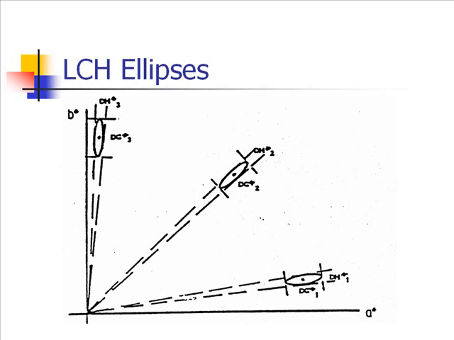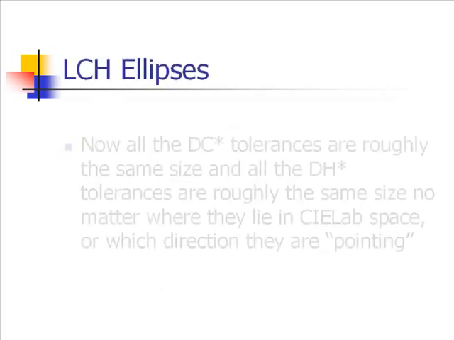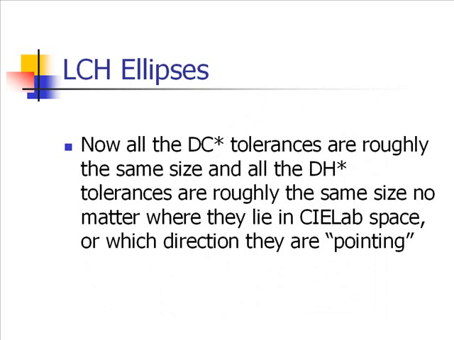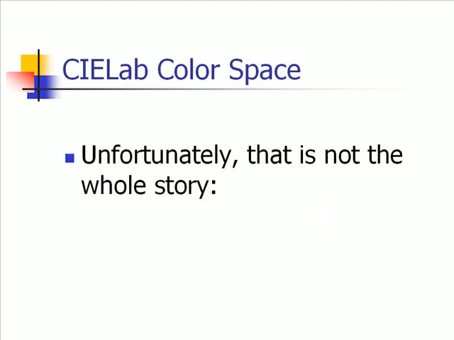So that's an improvement. So now all of the delta chroma tolerances are roughly the same size, and all the delta hue tolerances are roughly the same size, no matter where they lie in CIELAB space or which direction those ellipses are pointing. It looks like we're making some improvements. All those things are true, but unfortunately, that's not the whole story.